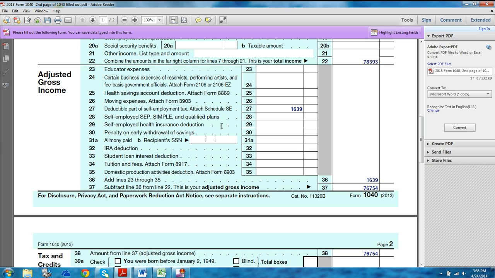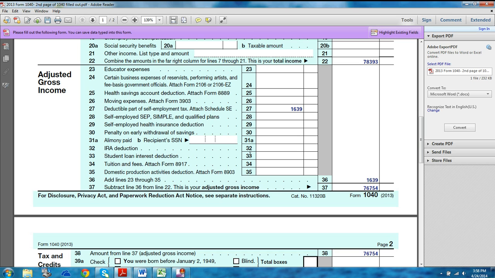Self-employed health insurance, same thing. If you're self-employed, you can deduct your health insurance right there on the return. If you're not self-employed, you can deduct it if you itemize deductions and you utilize your medical expense deduction, but that's for another tutorial.